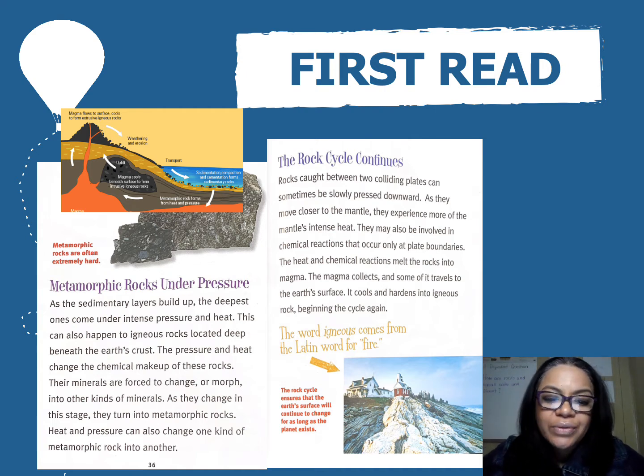The rock cycle continues. Rocks caught between two colliding plates can sometimes be slowly pressed downward. As they move closer to the mantle, they experience more of the mantle's intense heat. They may also be involved in chemical reactions that occur only at plate boundaries. The heat and chemical reactions melt the rocks into magma. The magma collects and some of it travels to the Earth's surface. It cools and hardens into igneous rock, beginning the rock cycle again.